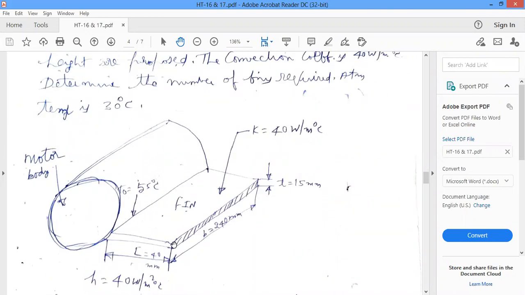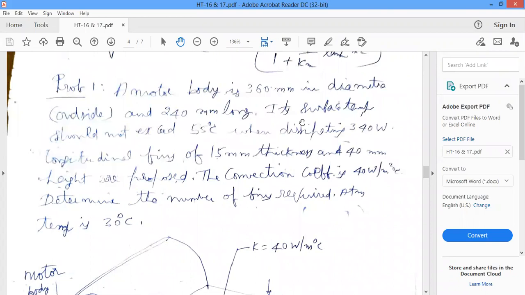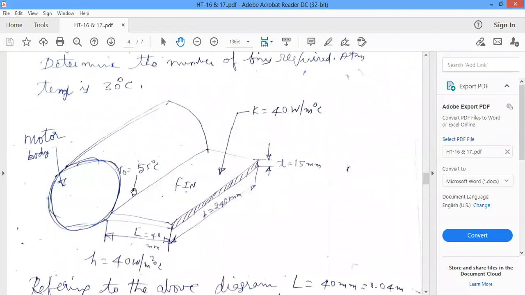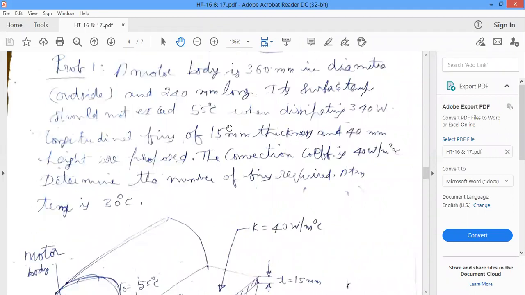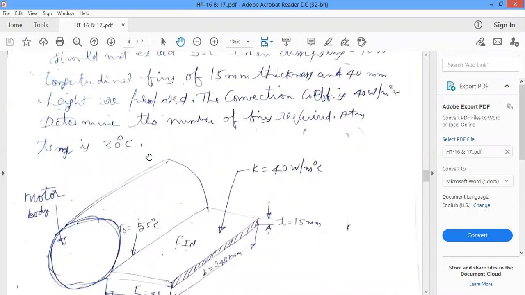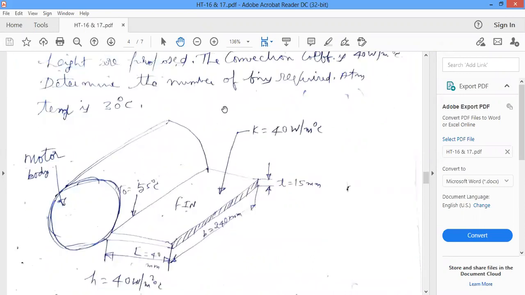So the length of the shaft is 240. Its surface temperature should not exceed 55 degrees centigrade. The surface temperature on the motor body, where a pin is attached, should not exceed 55 degrees centigrade.